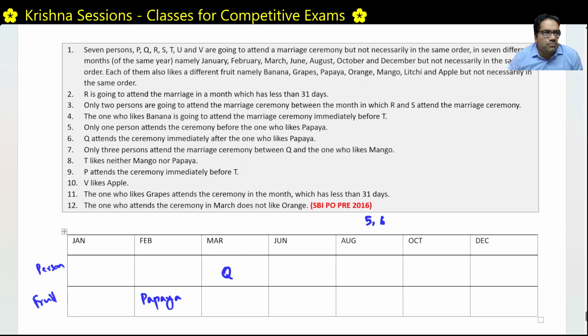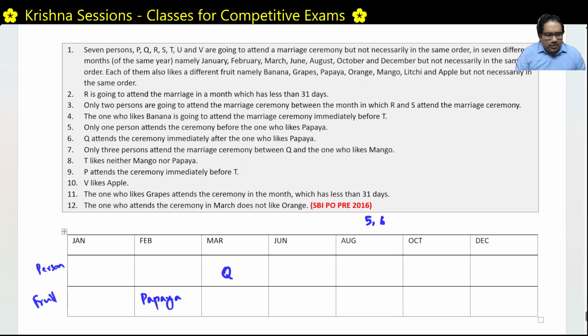Next one. Only 3 persons attend the marriage ceremony between Q and the one who likes mango. Only 3 persons attend between Q and the one who likes mango. Before Q, there is nothing, because only 2 slots are there, right? So the 3 persons before Q is not possible. Before Q, max is 2 only. So that means it is possible only after Q. After Q, 3 slots are gone, and then it is mango. After Q, 3 people we have to leave, and then the next one is mango.